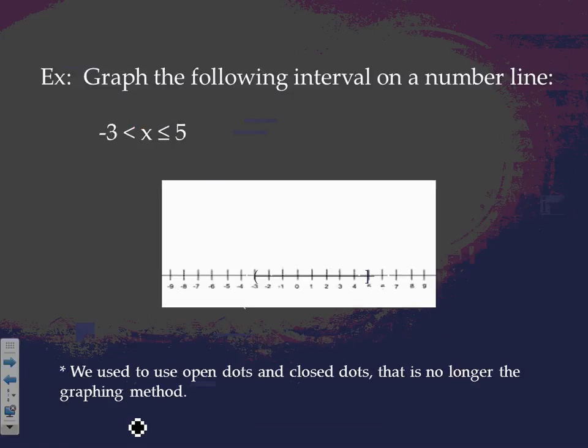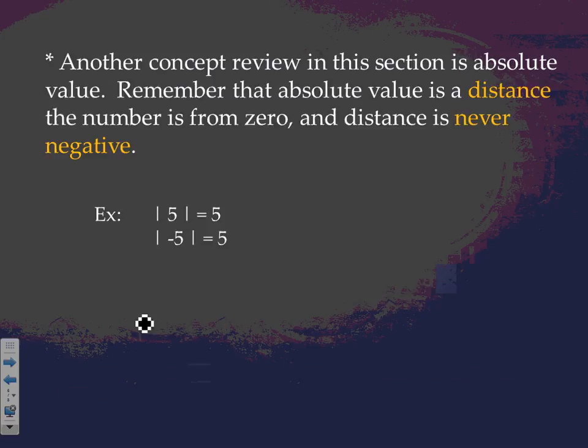Okay, for example, graphing the following on a number line. If we have -3 is less than x is less than or equal to 5, look at the number line there, and there is a solid line in between them. I guess I could have made that a little bit darker. Notice that the -3 has the parenthesis marking on it, and then the 5 has the squared-off bracket on it. Okay, moving on.